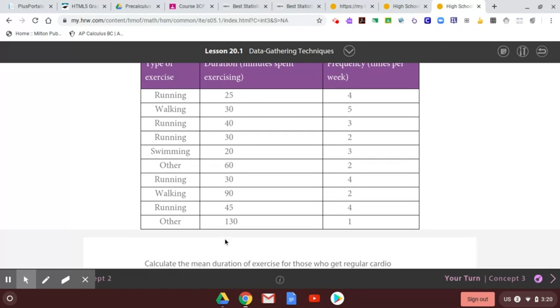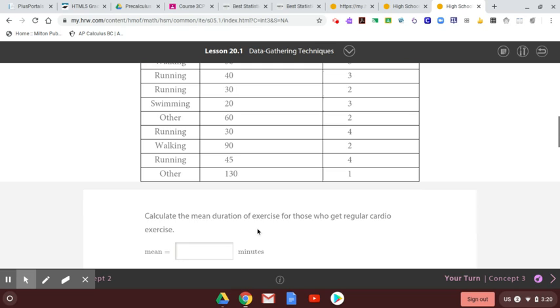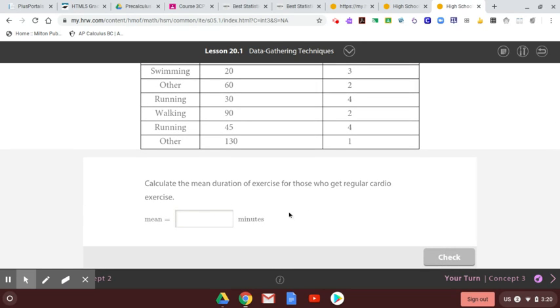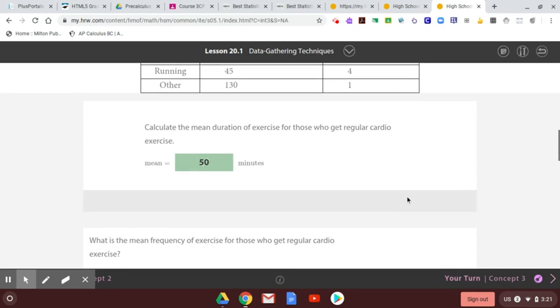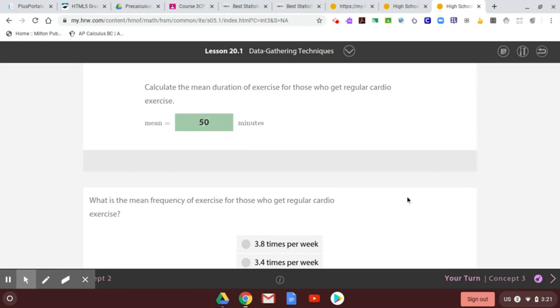But this one's pretty easy. We're just going to add this up and divide by 10. You could do this on your phone calculator. All right, so I'm going to add them all up. I get 500. 500 divided by 10 is 50. So I'm going to go down here and my mean average is 50 minutes. And let's check our answer. And that is correct.